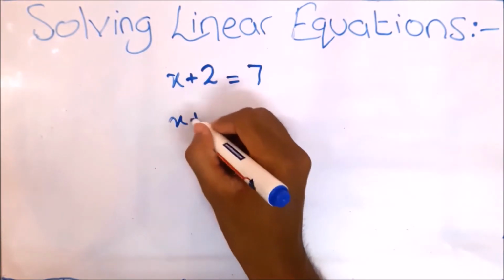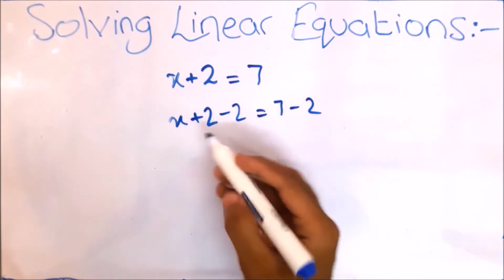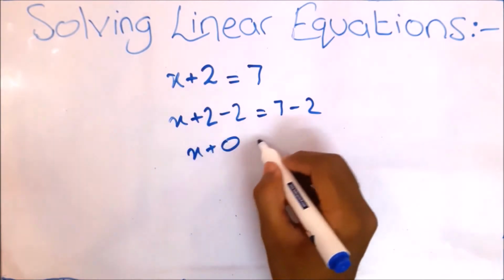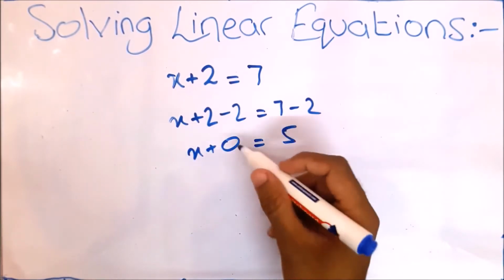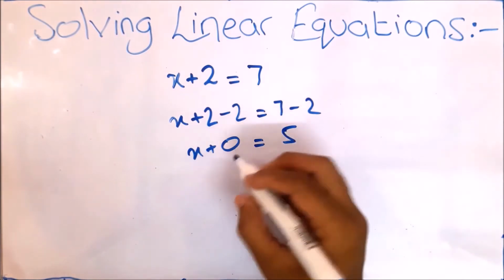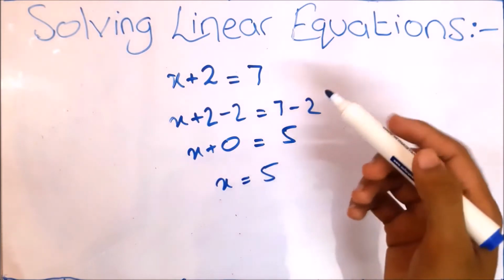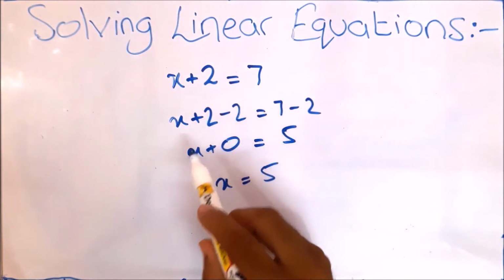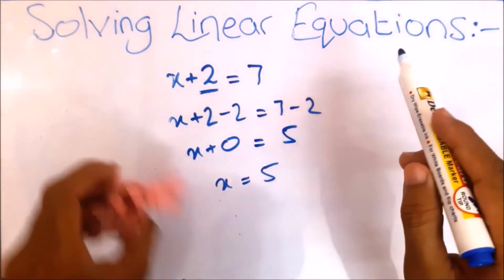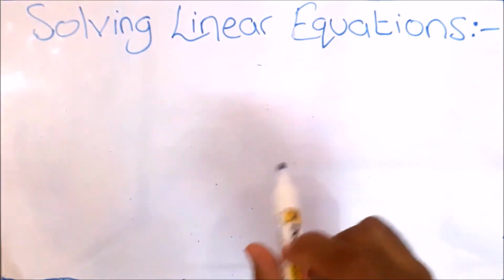So it is x plus 2 minus 2 is equal to 7 minus 2. Plus 2 minus 2 becomes 0. x plus 0 is equal to 5. Even though this was unnecessary, for the sake of a step we'll do it. x is equal to 5. The main purpose is to get this x alone and get rid of this 2, whatever disturbs it. Okay, let's move on to a bit more difficult example.